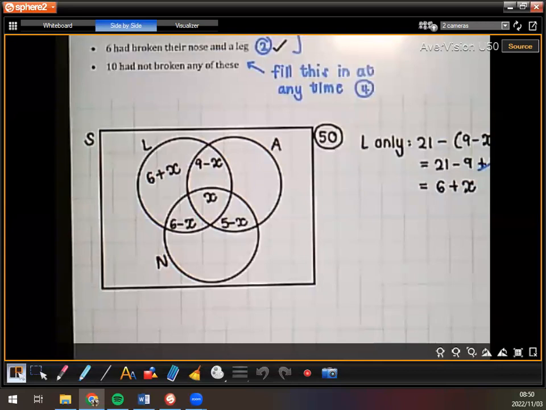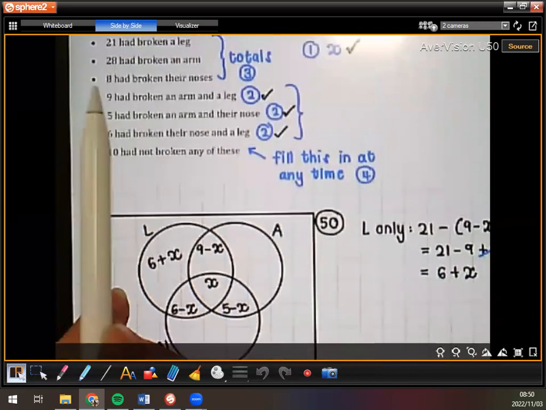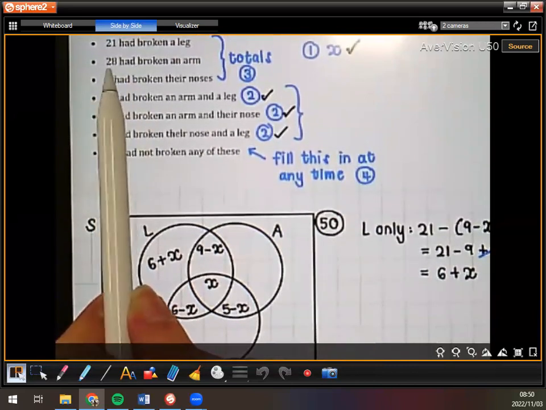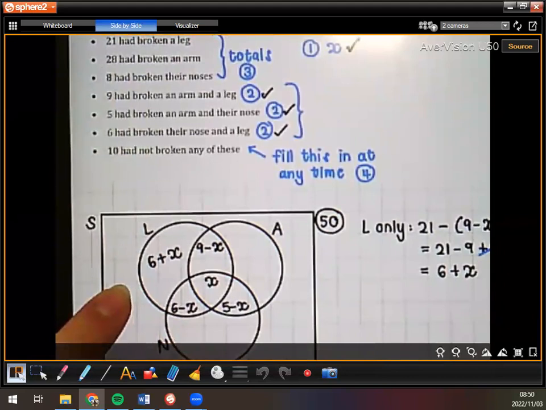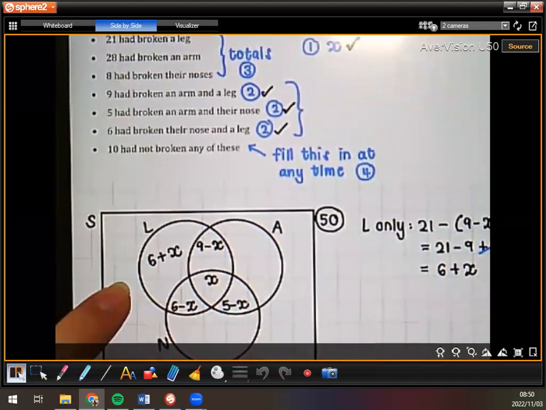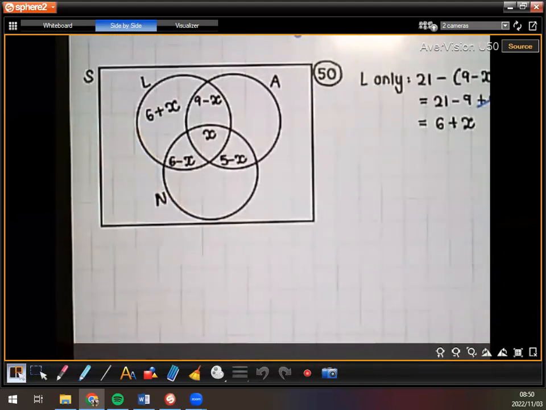I want you please on your own to calculate arm only and nose only. So for arm, the total was 28. We're going to do 28 minus everything else in the arm circle, and for nose it was 8. Let's see if you can do the calculations on your own.